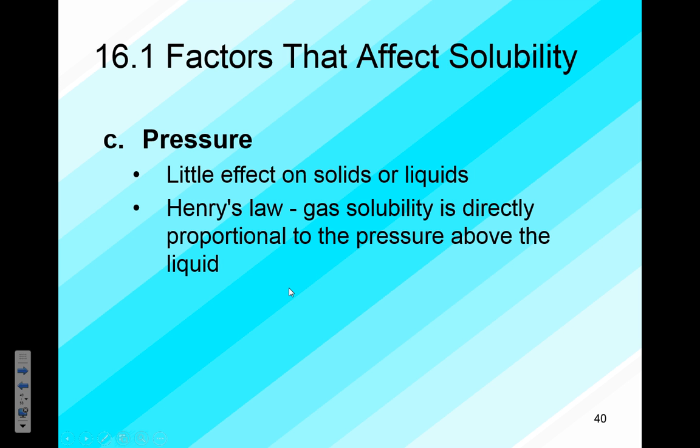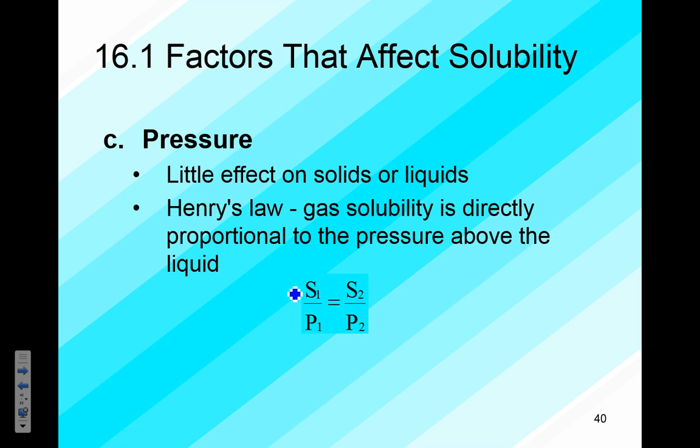Henry's law says gas solubility is directly proportional to the pressure above the liquid, which fundamentally means the higher the pressure of the gas above the liquid, the more we can force down in and cause to dissolve within the liquid. And as a direct proportionality, this is going to look like our other direct proportionality laws from last chapter, the gas laws, which we had Charles, V1 over T1 equals V2 over T2, and Gay-Lussac, P1 over T1 equals P2 over T2. Notice this law looks very, very similar to those because it's also a direct proportionality.